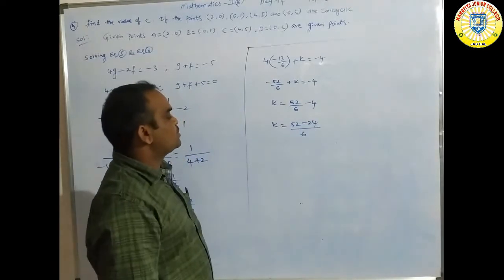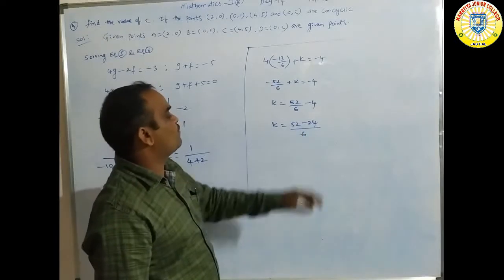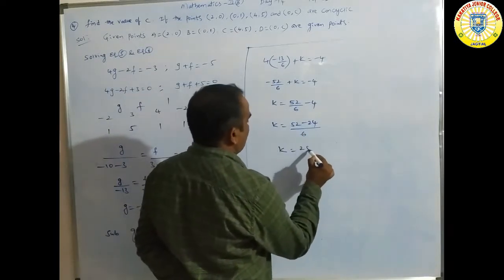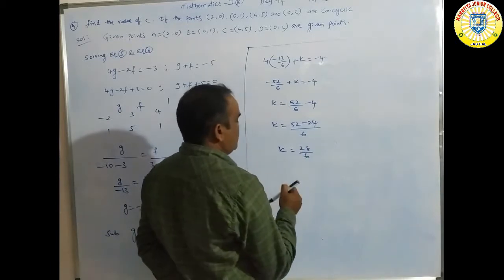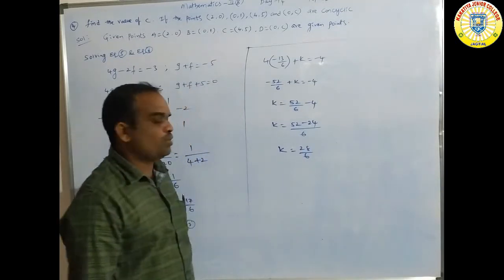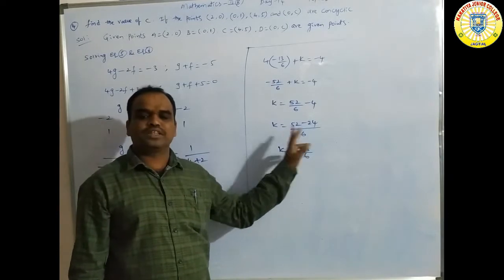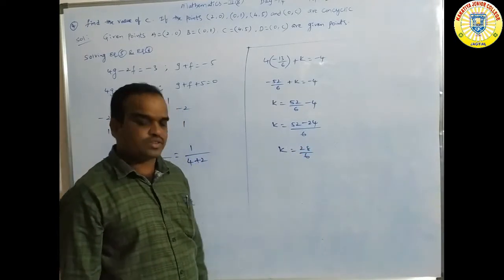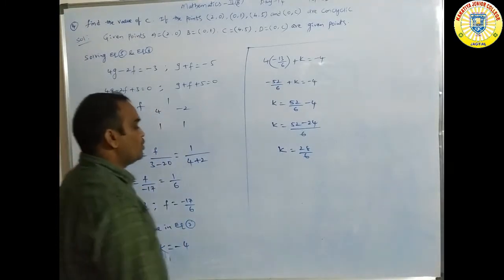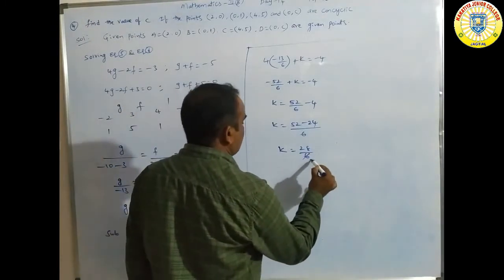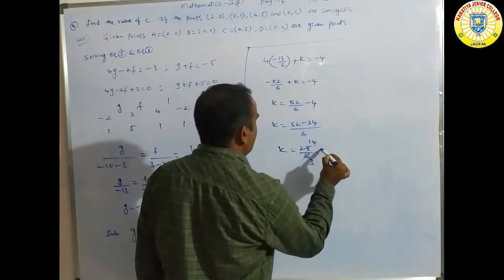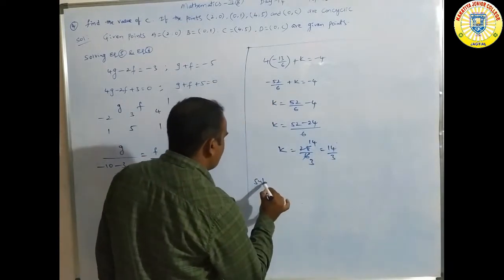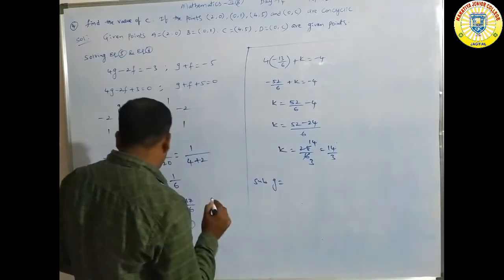So here what we are getting? K is equal to 52 minus 24. What is the value? K is equal to 28 by 6. This is the value of k. K is equal to 28 by 6. Now so here we are getting, 2 14s are 28, 2 3s are 6. That's why k is equal to 14 by 3.